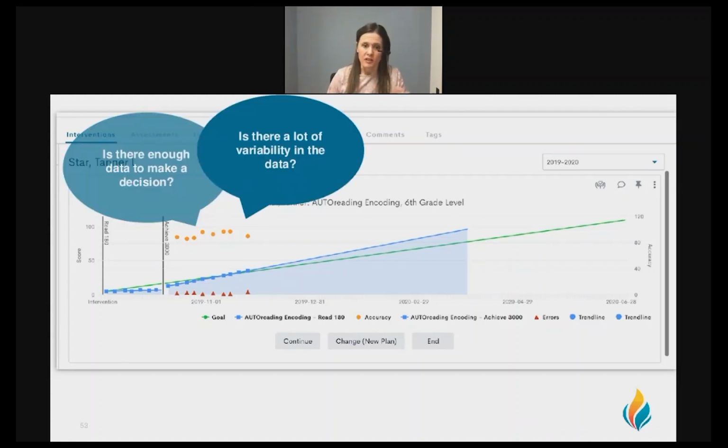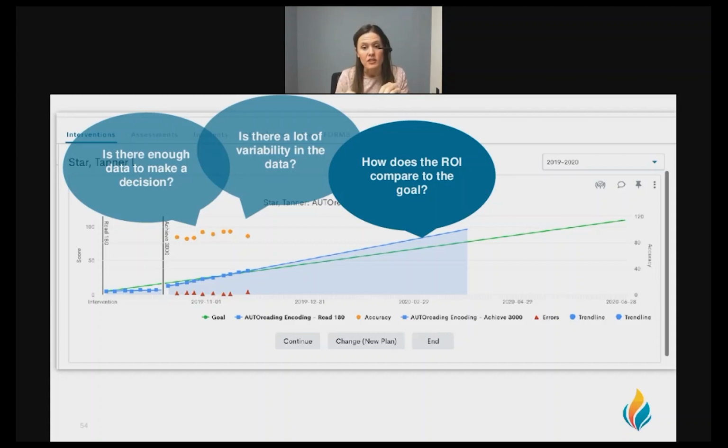Another question that's really important in this case is, is there a lot of variability in the data? By that, I mean, how often are we seeing high and low scores? And if we see a lot of variability, we would be less confident in the actual scores themselves. That might mean that the student is distracted or that the measure itself is very unreliable. So it's really important that we look at the amount of bounce that happens from one data point to another. The closer the data points are, the more confident you can be that the trend line is actually showing us true skill.